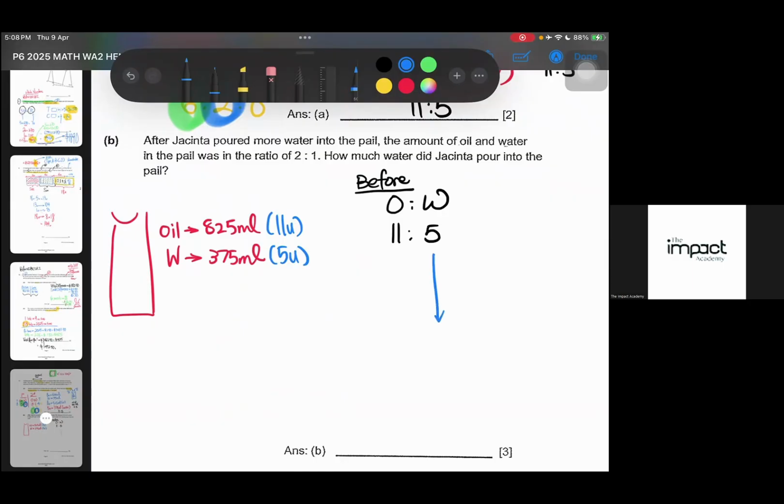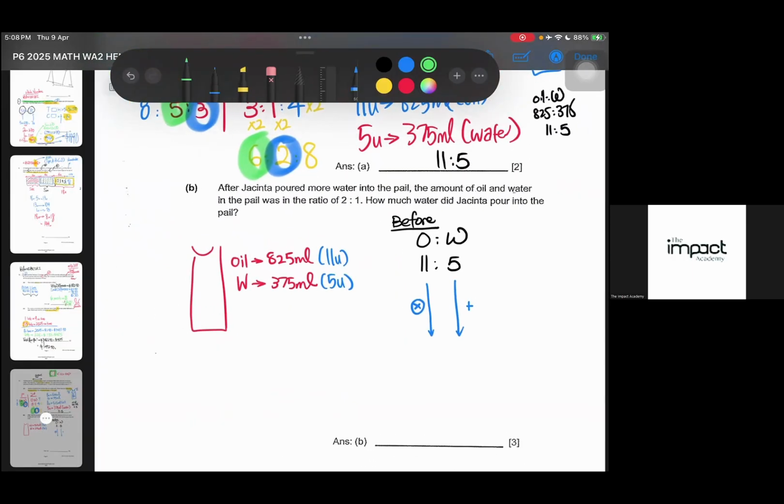Pour more water, so I added more water. Did I do anything to my oil? No, I didn't, right? So if I didn't do anything to my oil, I only move one part. This is what we call the constant part. Which is constant in this situation? Water is constant. Do you understand what I'm trying to say? All right, okay. Water is constant.